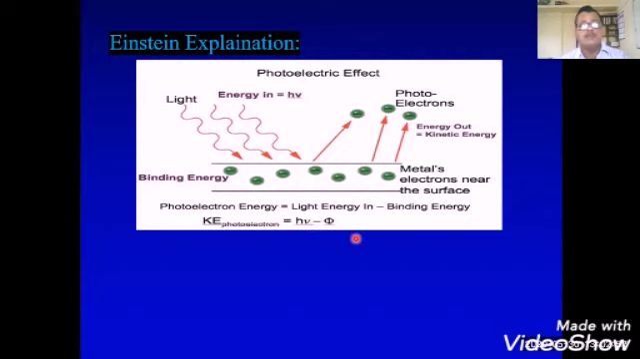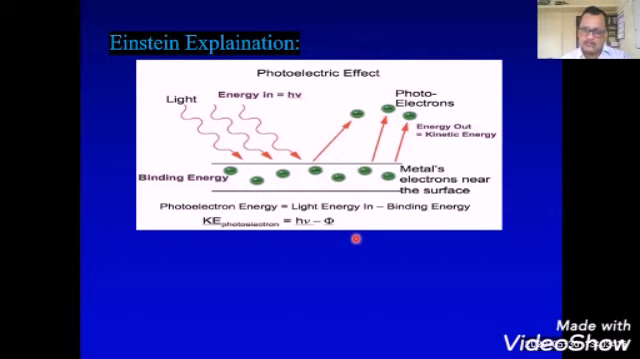So this is a very simple explanation by Einstein: when a photon having energy h nu strikes an electron, the photon will transfer its entire energy to the electron.